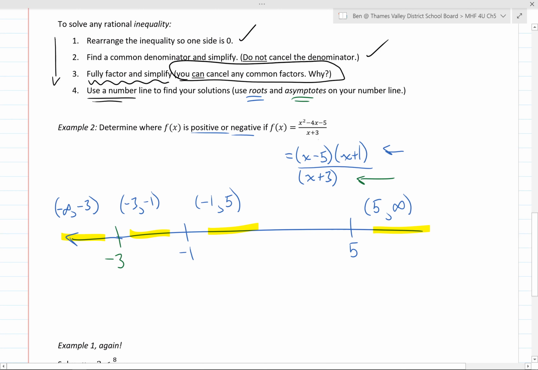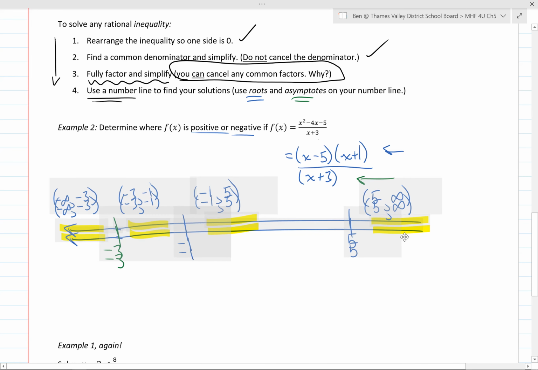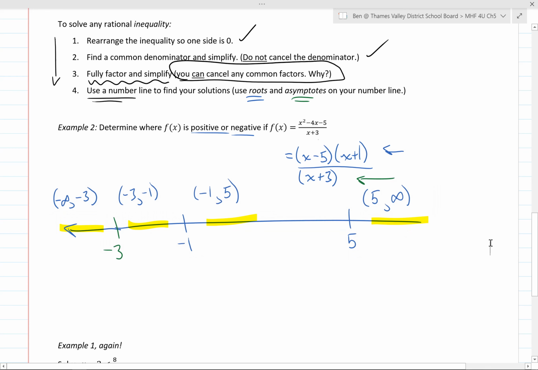I will encourage you here to pause the video and try to complete your number line on your own. You should be able to do this because we've been working with number lines for quite a while now. Okay, so pause the video here, try and fill out your number lines, and then unpause it and come back to see how you did.